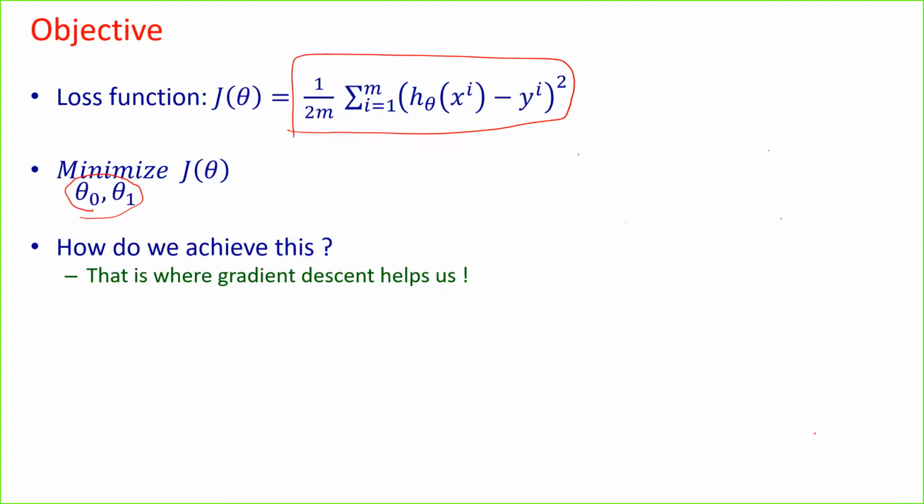That is where exactly the gradient descent algorithm helps us. Gradient descent is an optimization algorithm that learns the optimal parameters of the model by minimizing the loss function. So it chooses the parameters theta naught and theta 1 that minimize the loss function.